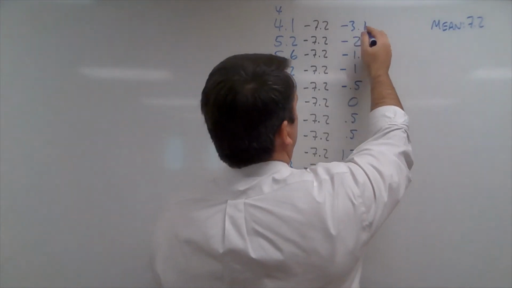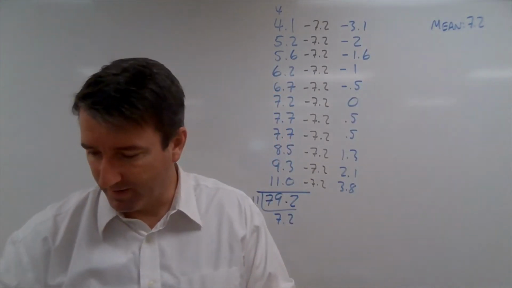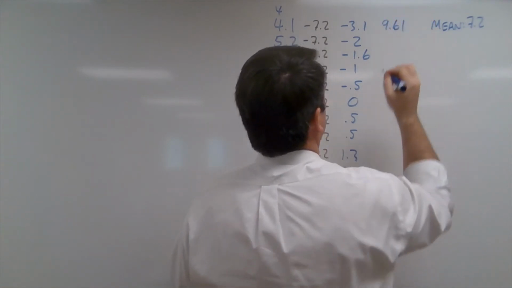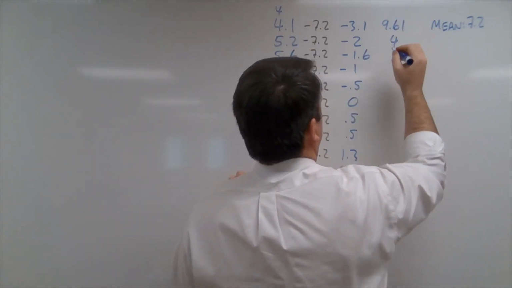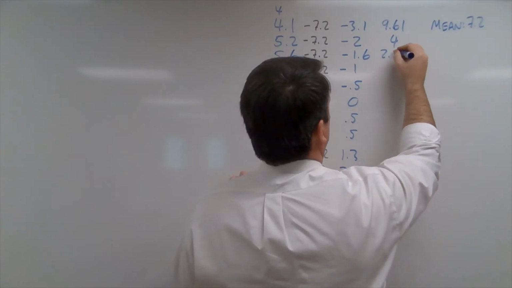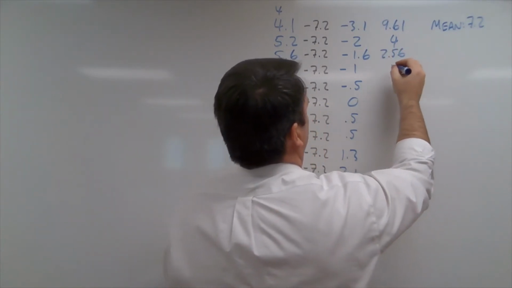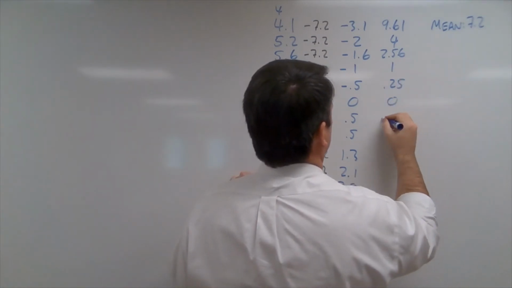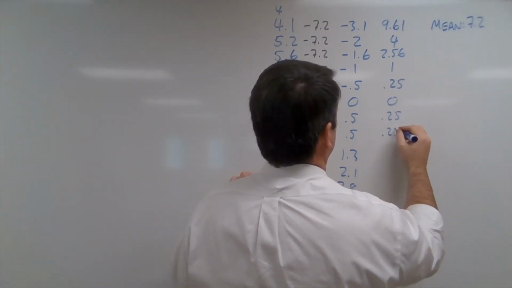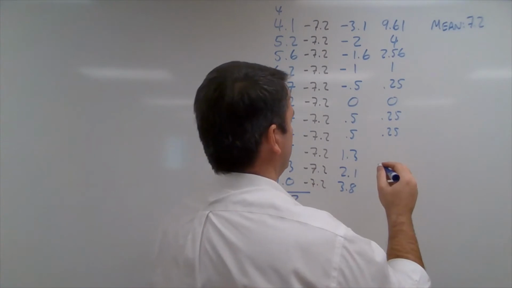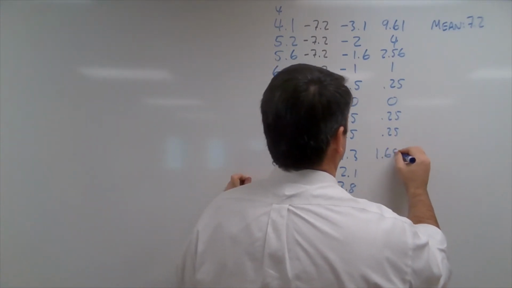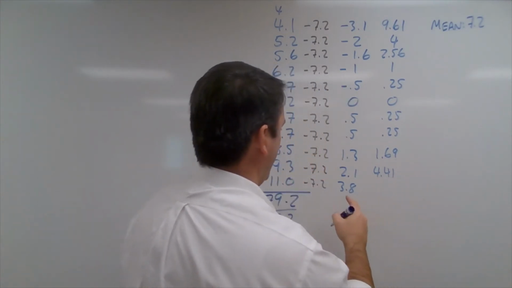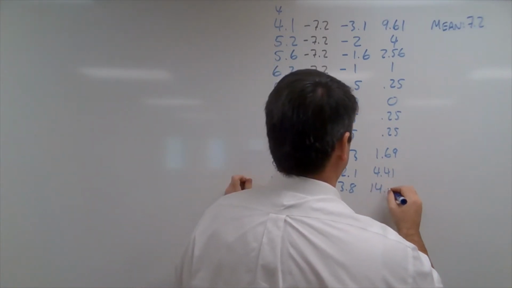So 3.1 squared is 9.61. 2 squared is 4. 1.6 squared is 2.56. Then this is going to be 1, 0.25, 0, 0.25, 0.25. 1.3 squared is 1.69. 2.1 squared is 4.41. And 3.8 squared is 14.44.